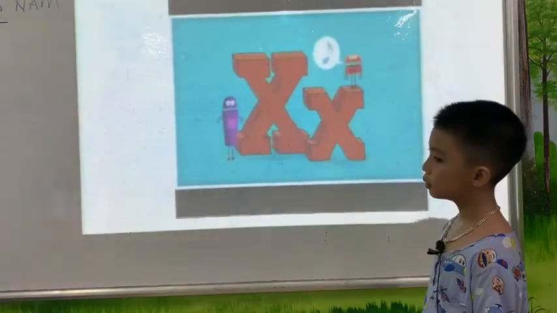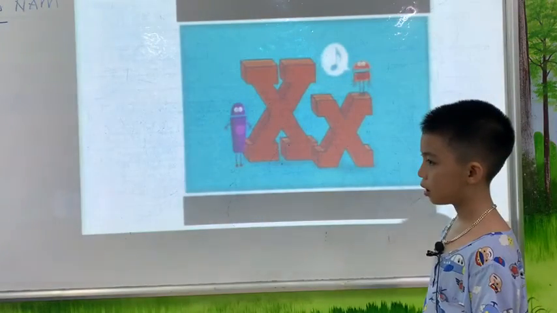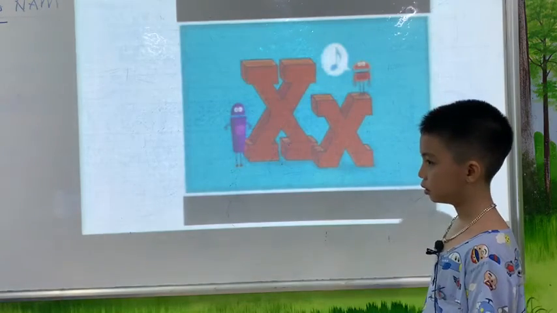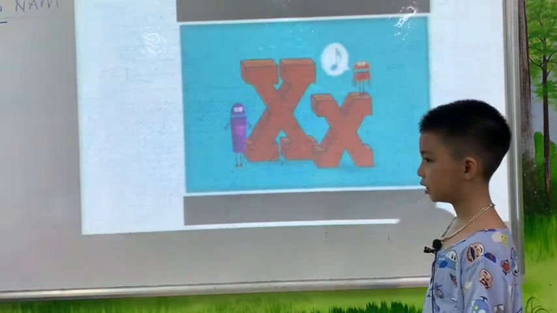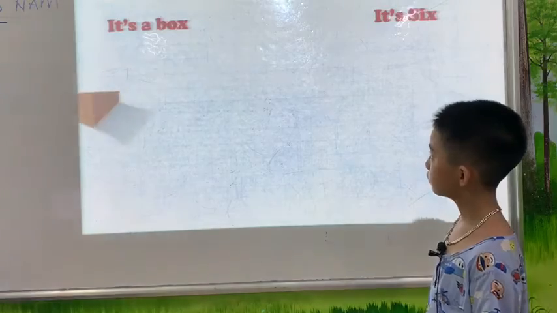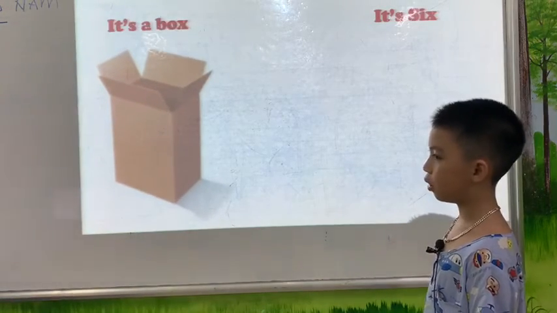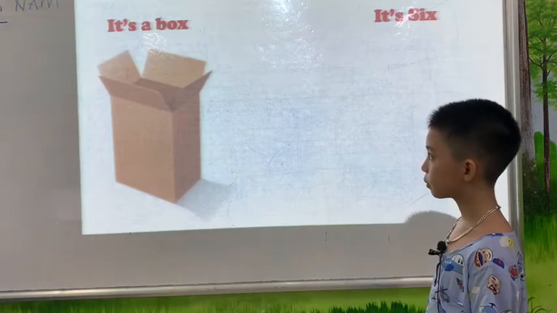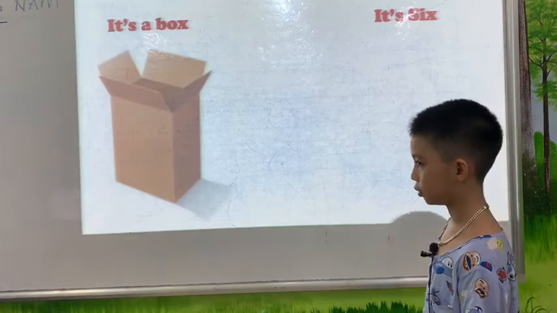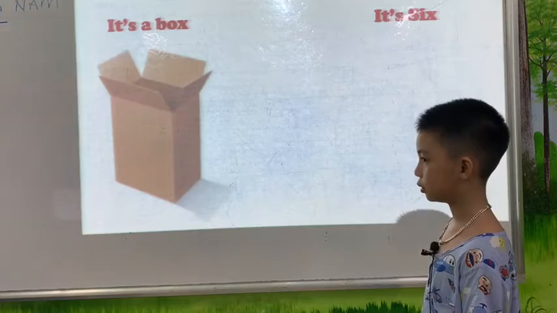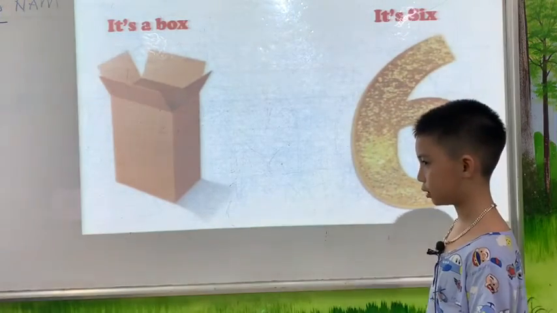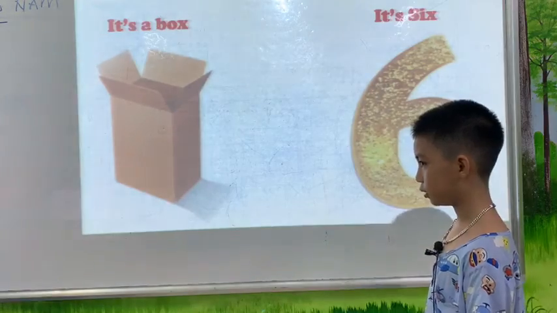Okay, now letter X. Okay, X sound. Good. What is it? It's a box. Box. Okay, how about this one? It's six.